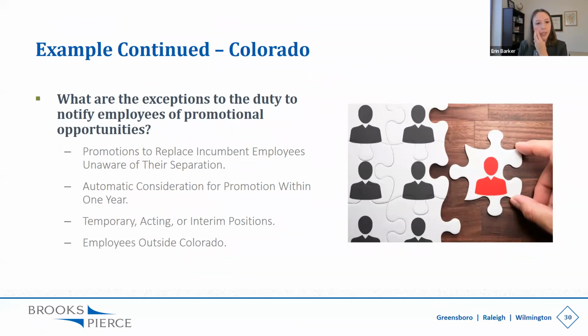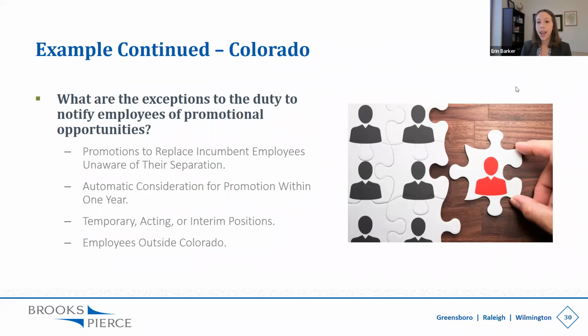For example, one exception is promotions to replace current employees who are unaware that they're going to be terminated. And this is sort of a really practical consideration, especially with confidentiality. If you have an employee who is going to be separated from the company and they don't know yet, posting their position may give them a clue. So that could cause some sort of internal disruption. And so the law provides an exception for these promotional opportunities if someone's going to be separated and doesn't know it yet. There's also an exception for automatic consideration for promotion within 1 year.